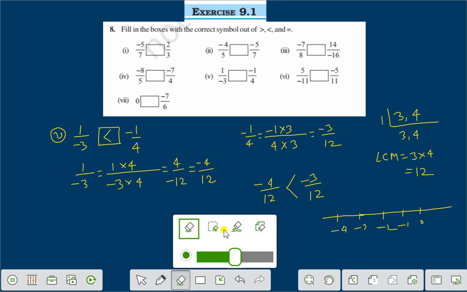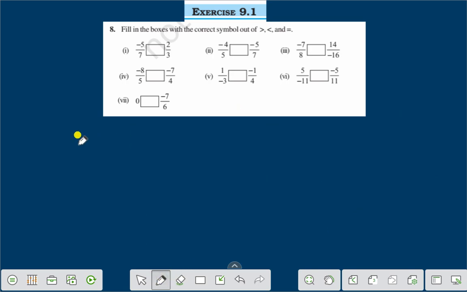Now we'll solve question number 6. Question number 6 is 5 by minus 11 and minus 5 by 11. This number can be written as minus 5 by 11. If we multiply the numerator by minus 1 and the denominator also by minus 1, it is minus 5 and 11. We are multiplying numerator and denominator by the same number, and this is also minus 5 by 11. That means both the rational numbers are same, so you can write equal to.